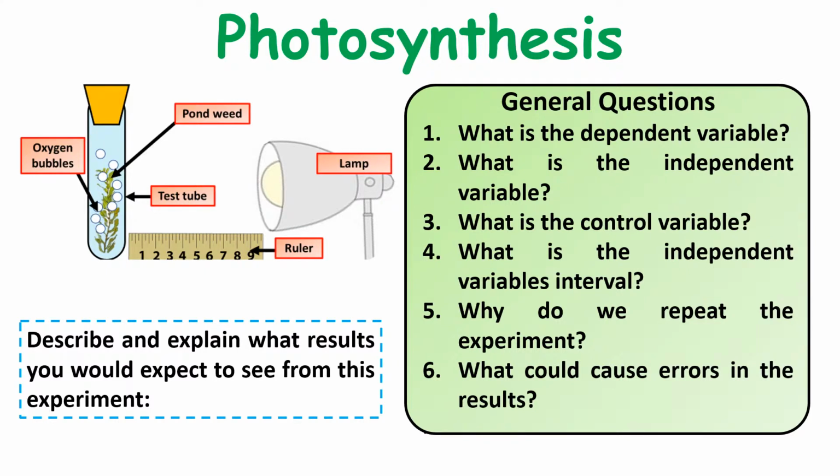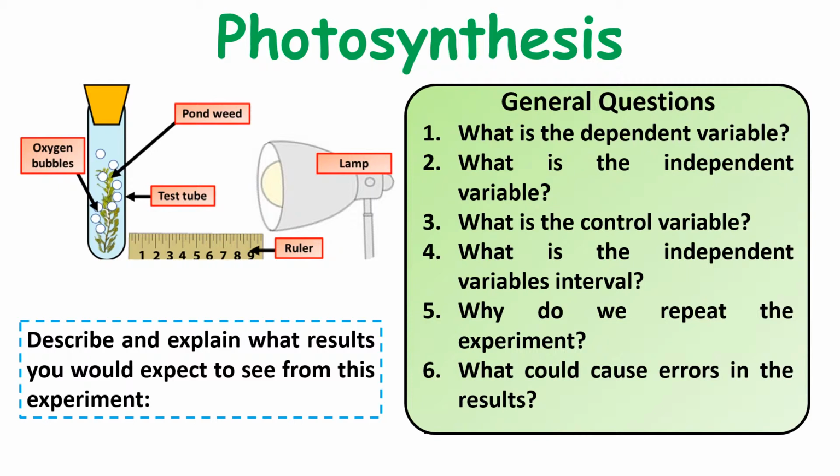Control variables are things that we need to keep the same each time. So you might want to talk about carbon dioxide concentration in the water or the amount of pondweed. The interval is the distance in between each reading. Usually in photosynthesis experiments, we talk about the interval as being 10 centimeters.